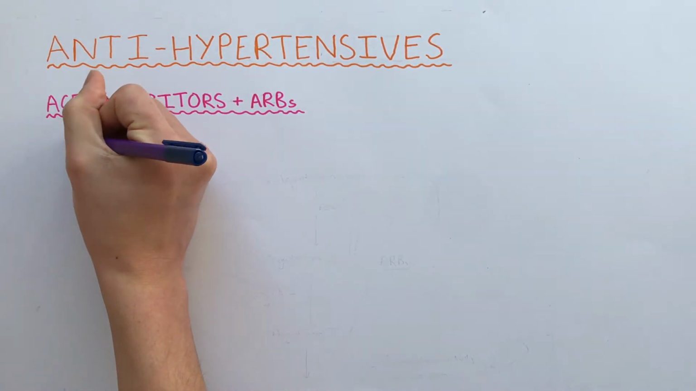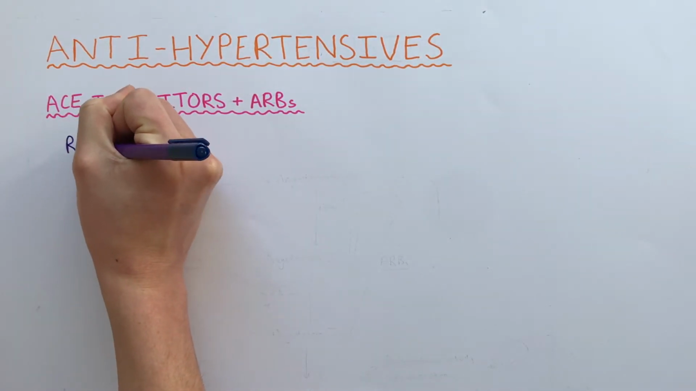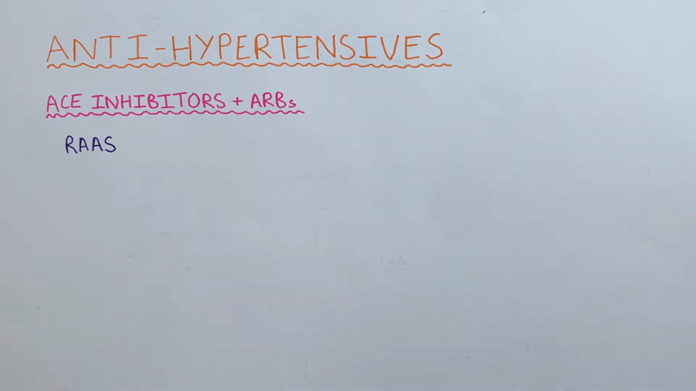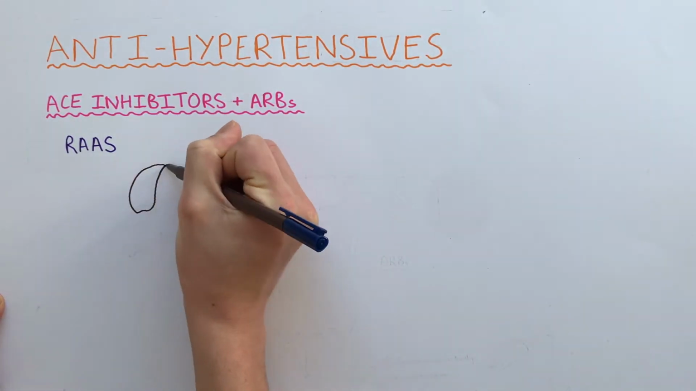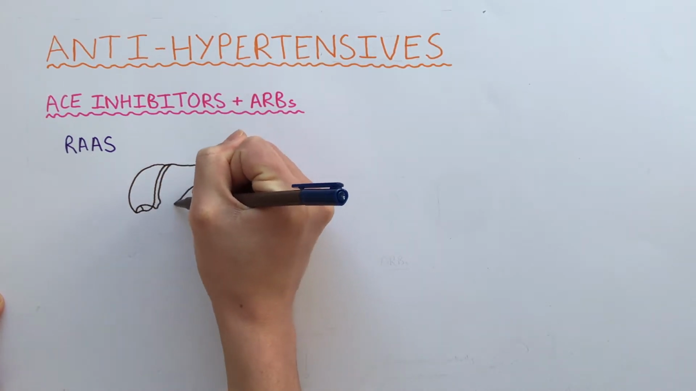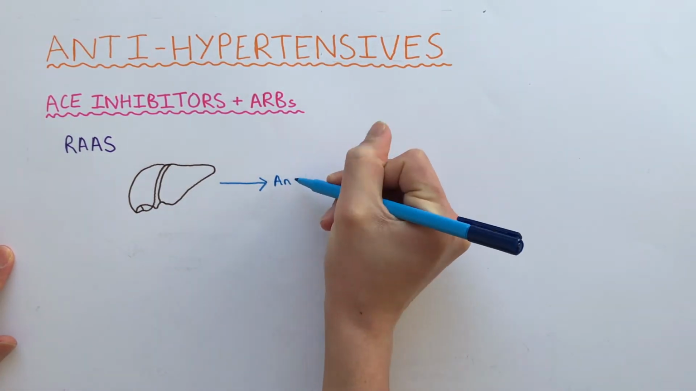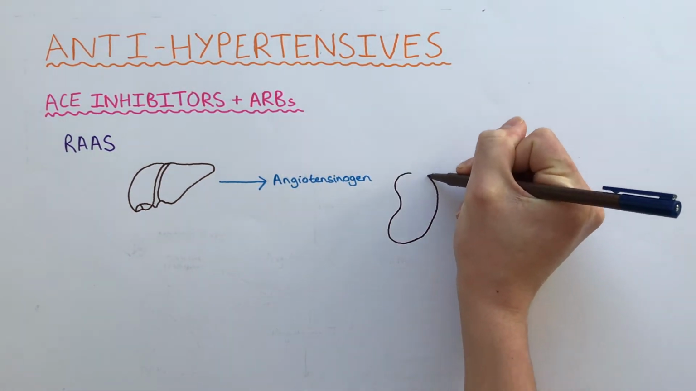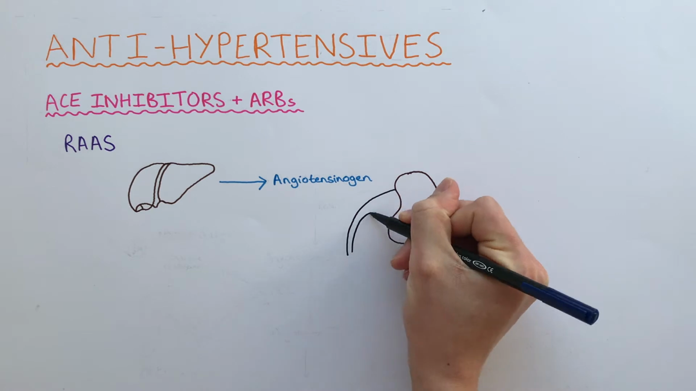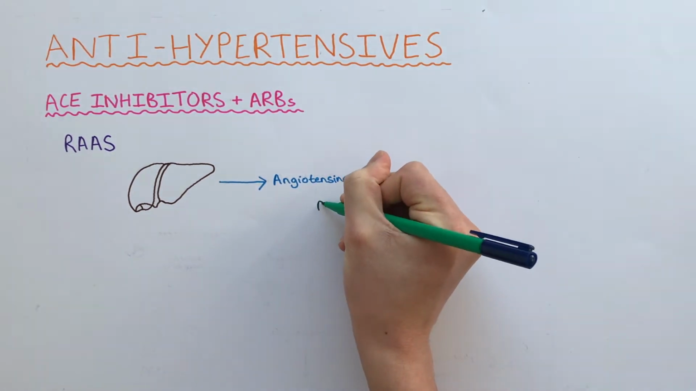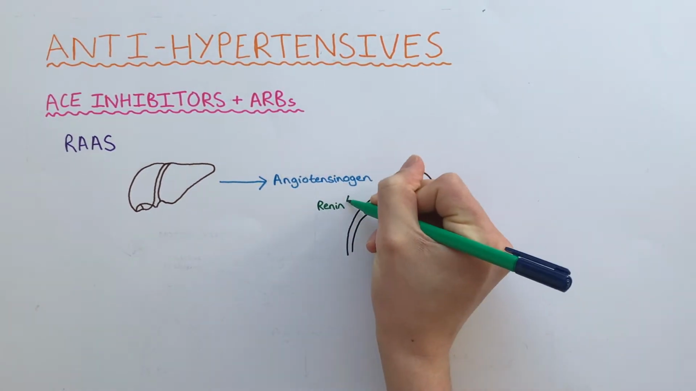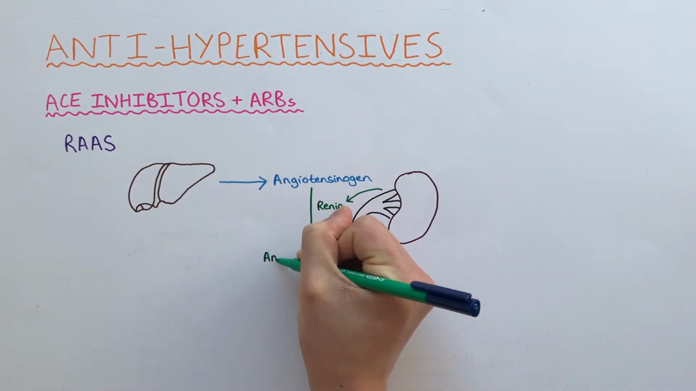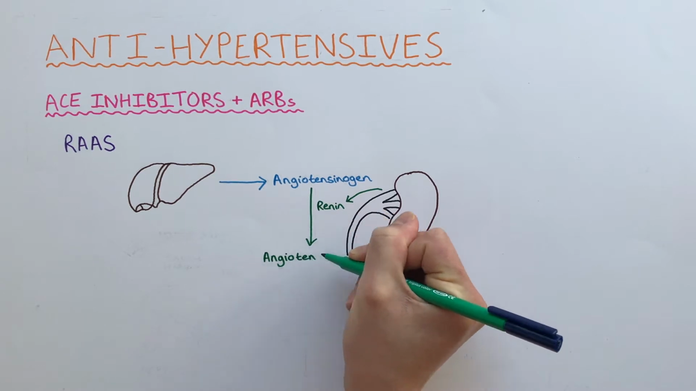Before we talk about ACE inhibitors and angiotensin receptor blockers, it's important to understand the renin-angiotensin-aldosterone system, which controls long-term blood pressure. Firstly, the liver produces angiotensinogen, which is released into the bloodstream. When blood pressure is low, this is detected by the kidneys, which stimulates the release of renin from the juxtaglomerular apparatus, so the RAAS is activated. Renin converts angiotensinogen into angiotensin 1.